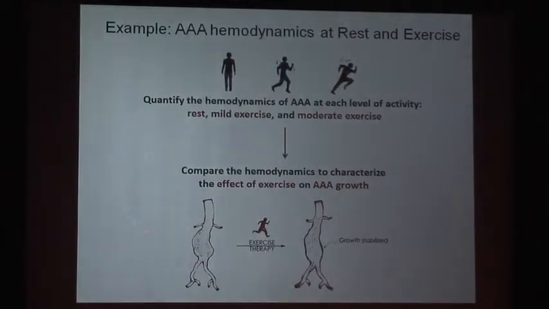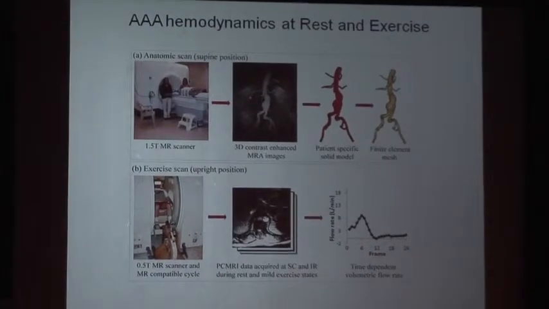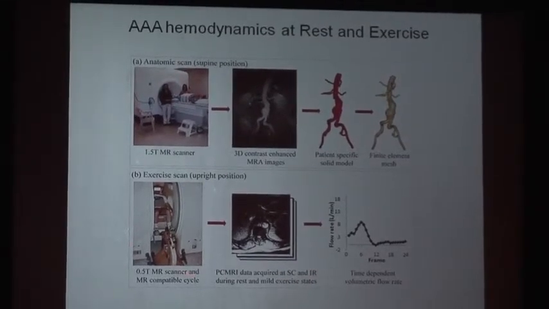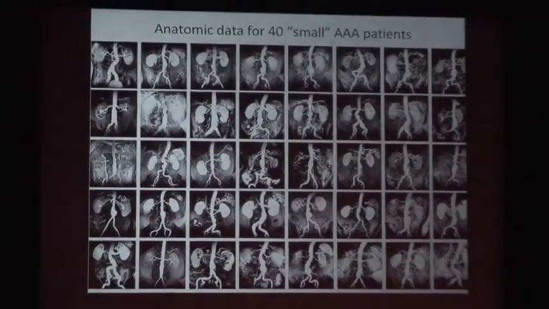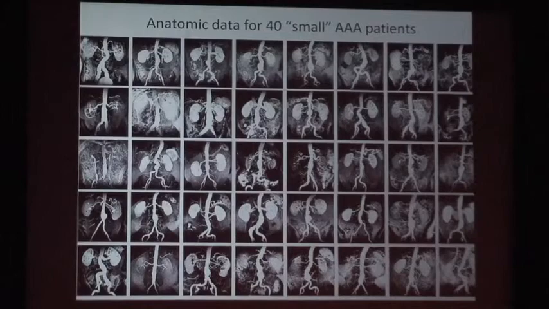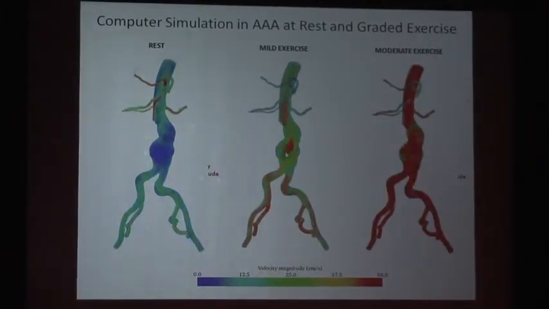Just another quick example where we're using these techniques to actually test out a new therapy for patients with aneurysms. The therapy is simple, but it's never been applied. It's actually exercise, to look at the benefits of exercise in patients with abdominal aortic aneurysms. So we'll get anatomic data, build models, and gather physiologic, functional data for boundary conditions. Here's 40 patients with small aneurysms. And then we simulate flow at rest, and mild and vigorous exercise.